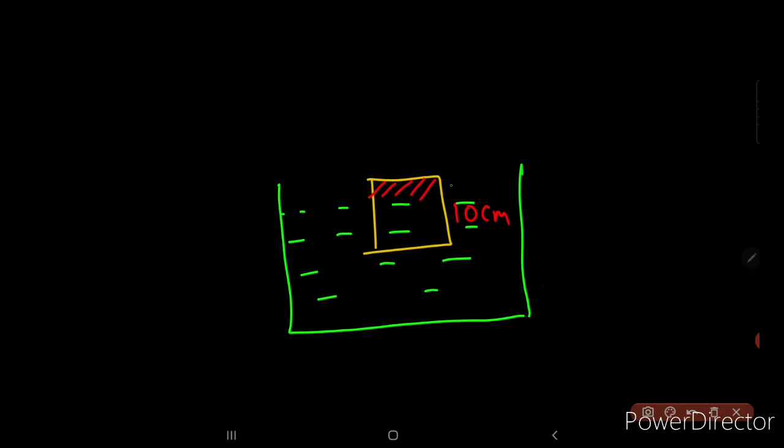We can get this, the total height is 10 centimeter. So we can get this portion in terms of height also, or in terms of fraction also. But as the answer is given in terms of height, that is 3 centimeter, let us find out how this particular height will be 3 centimeter. Let us go to its solution.